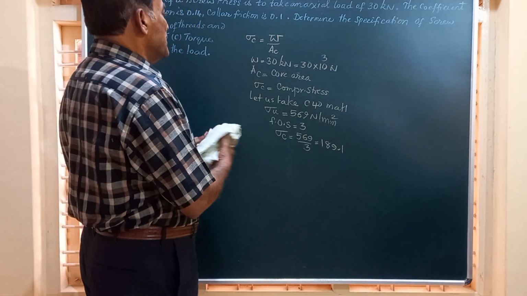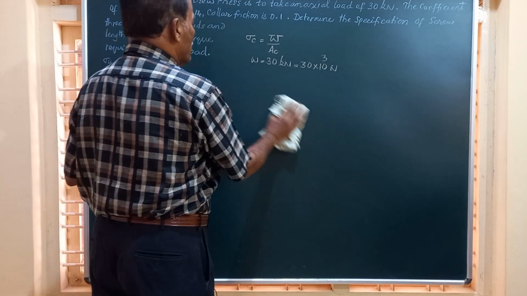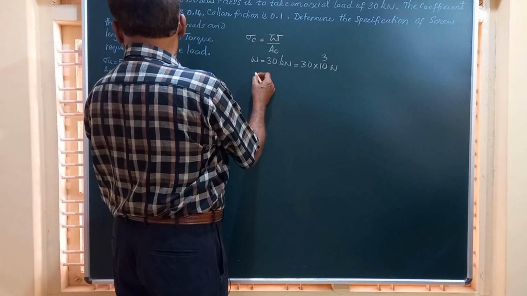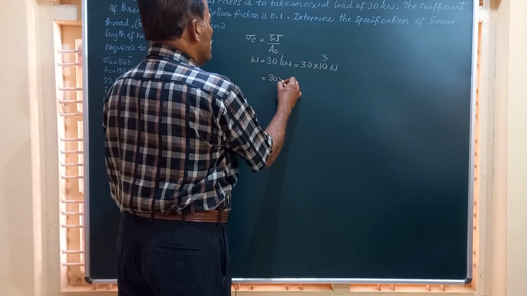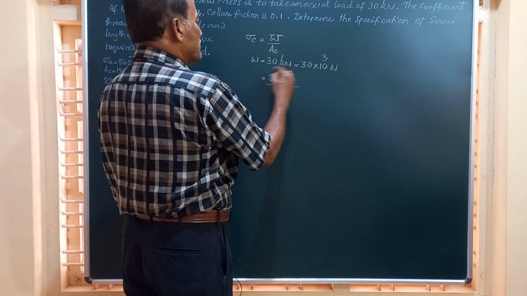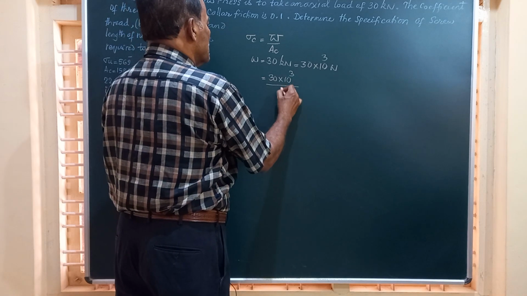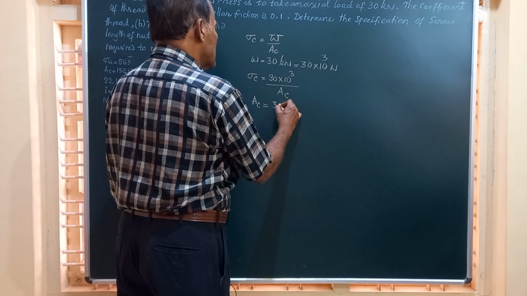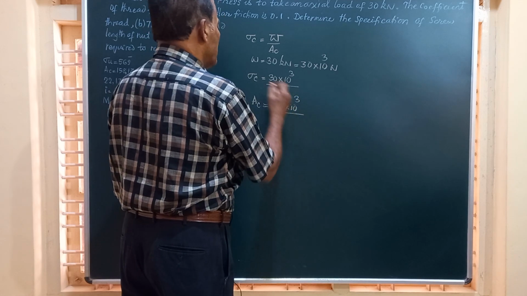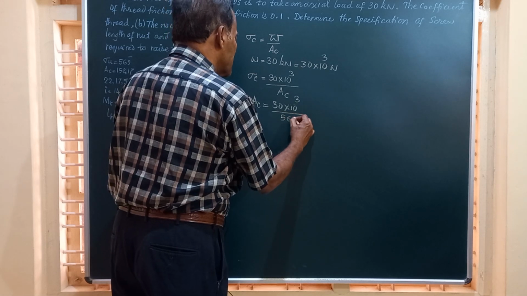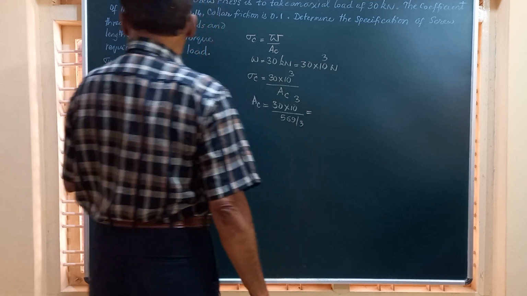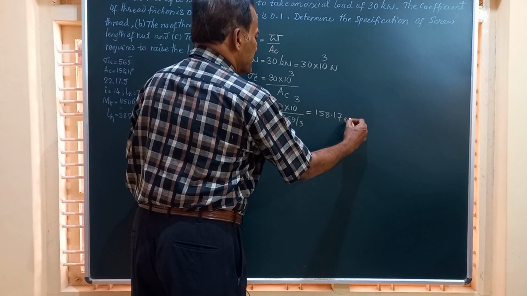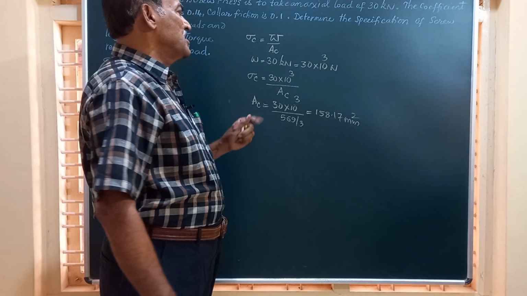Friends, when you have this sigma c, you will substitute the values here and find out what core area we get. So here friends, the load is equal to 30 into 10 to the power of 3 Newton. Therefore, AC, the core area, is equal to 30 into 10 to the power of 3 divided by the sigma c value, which you took as 569 by 3. And friends, this works out to 158.17 millimeter square. This is the core area of the screw rod.